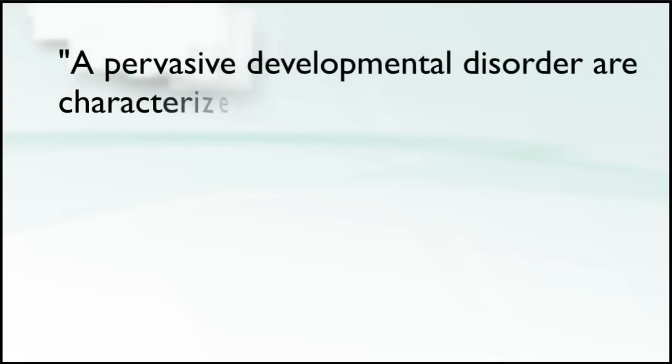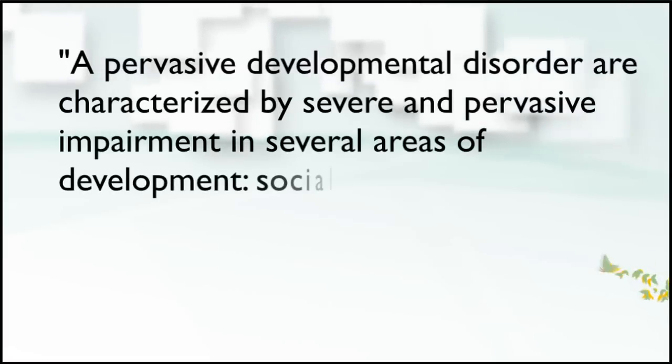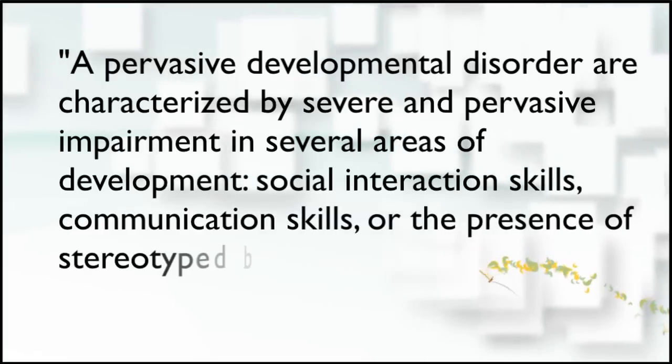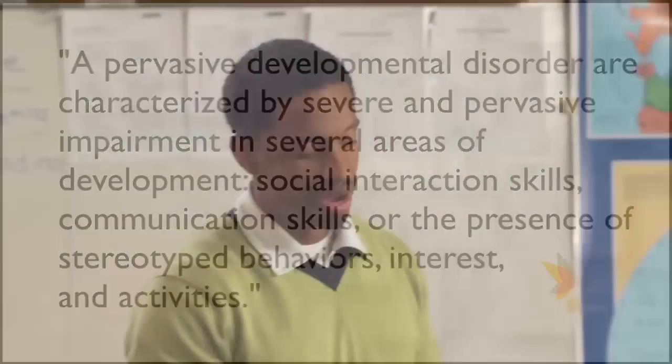Let's go over each of the definitions of autism, and then we'll discuss the major diagnostic groups. The Diagnostic and Statistical Manual of Mental Disorders defines autism spectrum disorders as a pervasive developmental disorder characterized by severe and pervasive impairment in several areas of development, social interaction skills, communication skills, or the presence of stereotyped behaviors, interests, and activities.